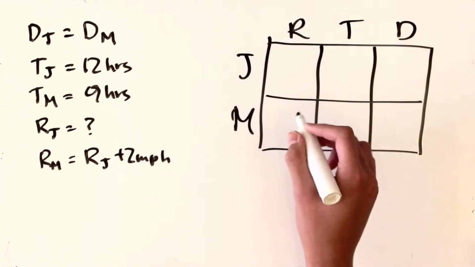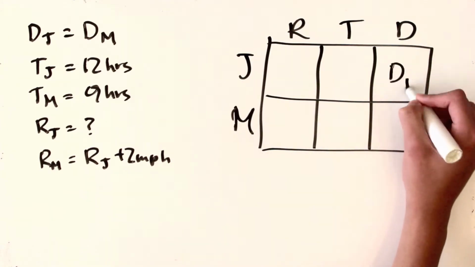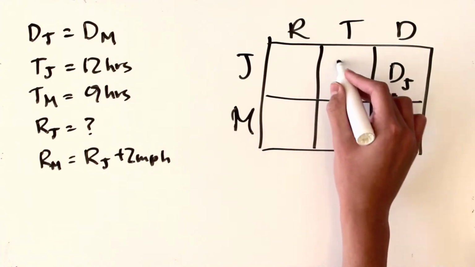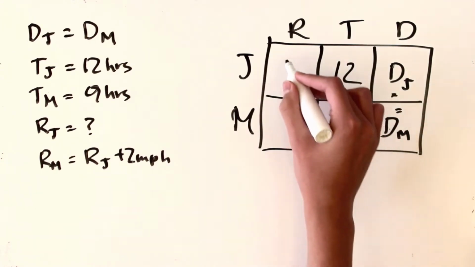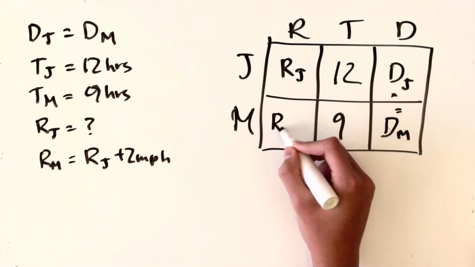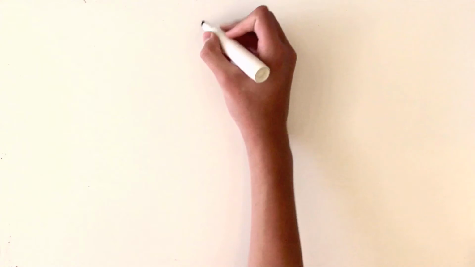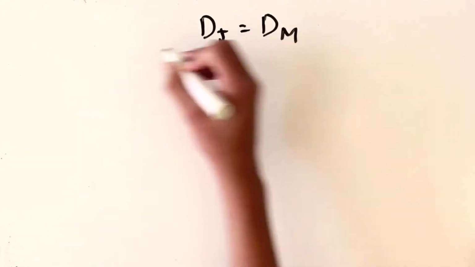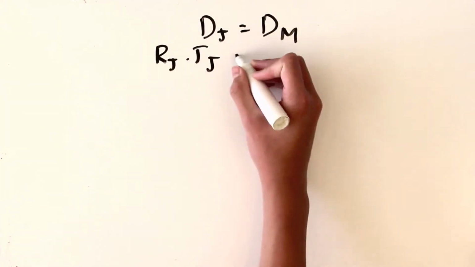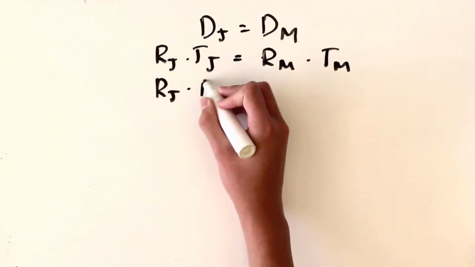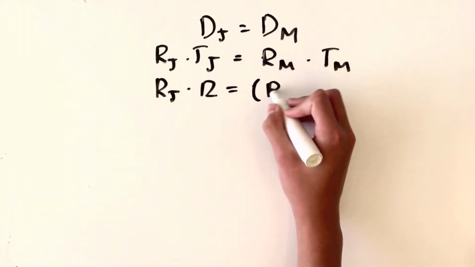Now we plug in the equal distances in the distance portion of the box, and the 12 hours and 9 hours in the time portion. Since we don't know what John's rate is, we use an appropriate variable, and for Mark's rate, we write John's rate plus 2. Again, this is an equal distance uniform motion problem. The distances are equal, and from the formula I mentioned at the beginning of this video, the rate times time must be equal. Now we plug in the numbers and solve.